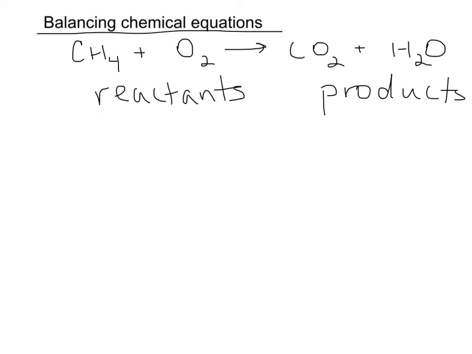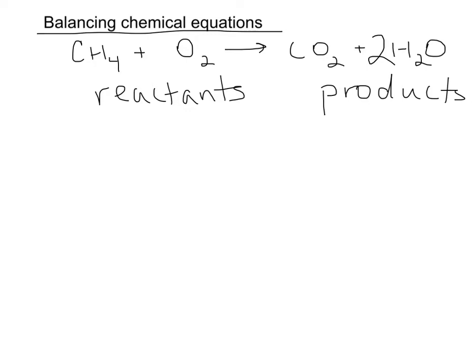Now I'm going to look at the H's. There's 4 on the left side and there's 2 on the right side. So in order to get my H's balanced, I need to put a 2 in front of the H2O there. So now as you can see, 2 times 2 makes 4 on the right, and we have 4 on the left. So now look at our oxygens.